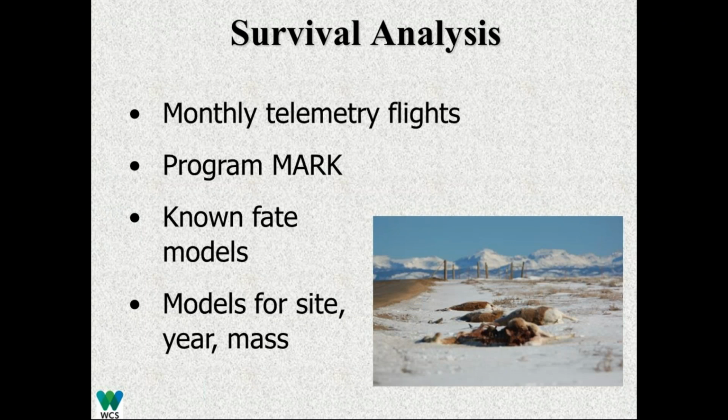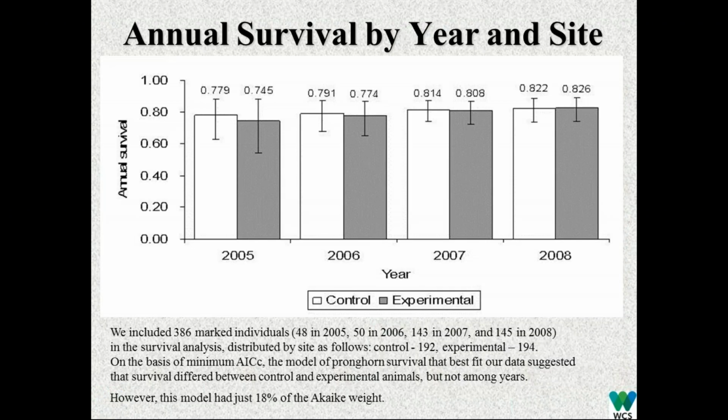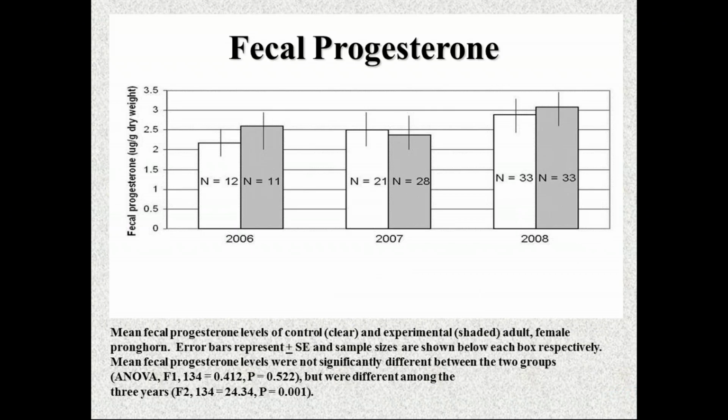To look at differences in survival, we use monthly telemetry flights. We use program MARK using known fate models. We allowed models to vary by site, year, and body mass, and also seasonally within years. And again, we saw no differences in annual survival between control and experimental animals, but we did see variance across years and within a year. Our annual survival estimates were lower during the fall, during the hunting season, compared to other times of the year, not surprising. Same with our pregnancy rates.